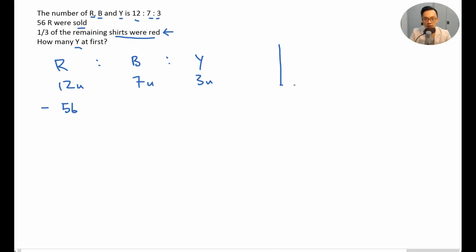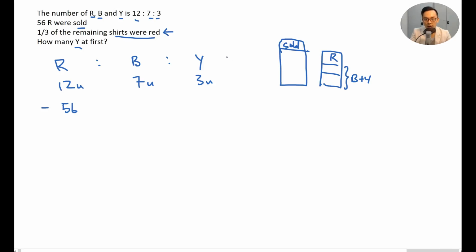So what does this mean? So again, these are all my shirts. These are some that were sold, and this is my remaining. So out of my remaining, 1/3 were red. Now the other 2/3, they didn't say it is blue and yellow, right? It's a mix of blue plus yellow. It doesn't have to be 1/3, 1/3, 1/3, but it's just blue plus yellow.